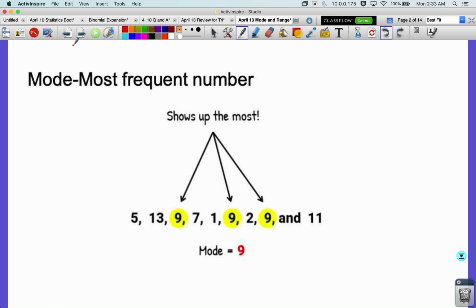So we'll start with mode. Go ahead, copy down this definition. Mode is the most frequent number in a data set. So imagine we are taking data. It doesn't really matter what we're taking data on, but the first data point is a 5, then a 13, then a 9, then a 7, then a 1, then a 9 again, then a 2, then a third 9, and then an 11. The mode here is 9. It's the number that showed up the most.